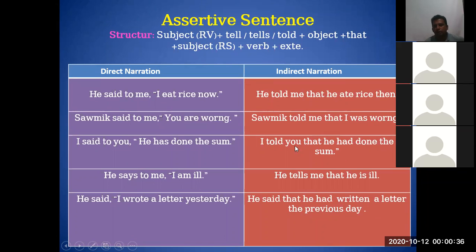according to the similar rule. That is the rule of assertive sentence. I think you have better understood. Now go to the next slide.